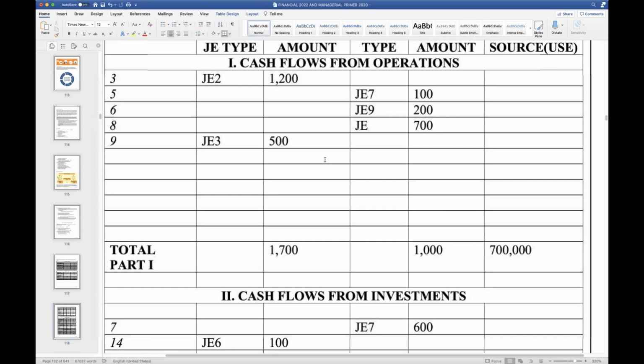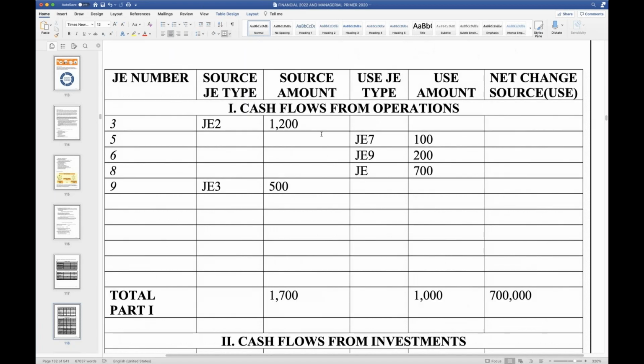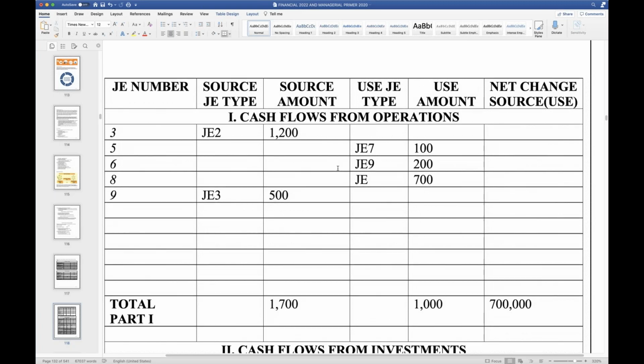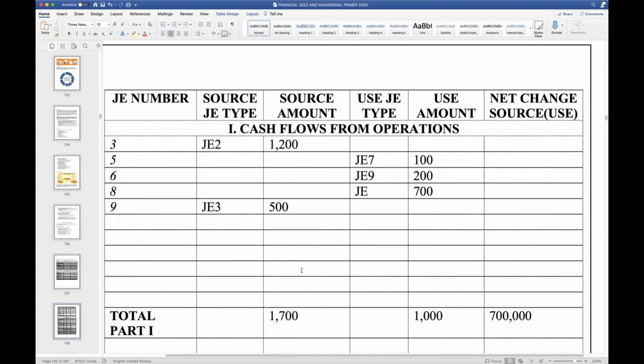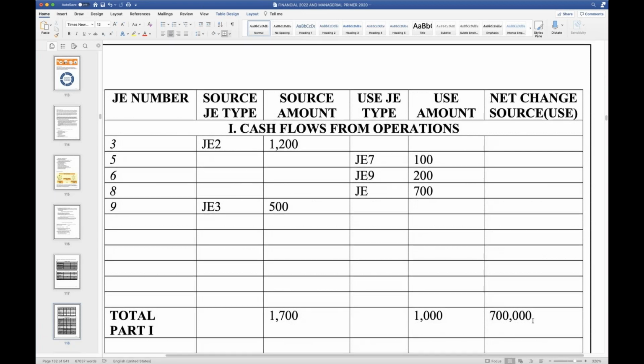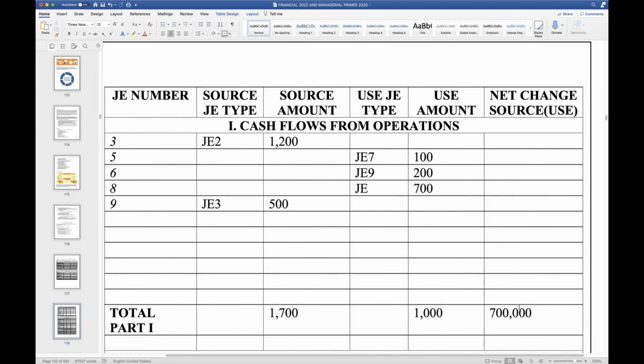So in preparing this simple cash flow statement, we're going to come to part one, operations. We add the sources, we add the uses, and take the difference. And I put in extra zeros. Our net is $700,000. That's a good thing. If a company doesn't have positive here, that's a problem, especially if it seems to be making net income. That's the problem.